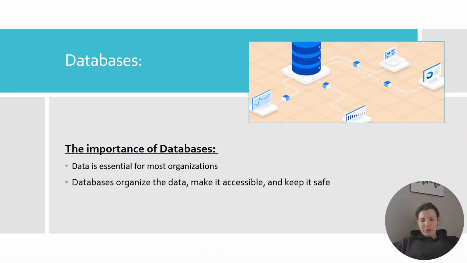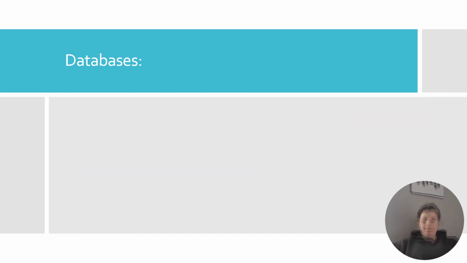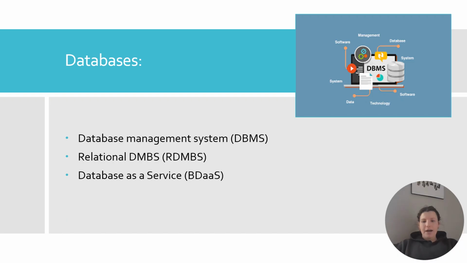Moving into chapter 13, which covers databases. The importance of databases: they are basically essential for most organizations. They organize data, make it accessible, and keep things safe. They also allow you to efficiently collect, access, retrieve, and create reports with data itself. I did provide three different examples of databases.